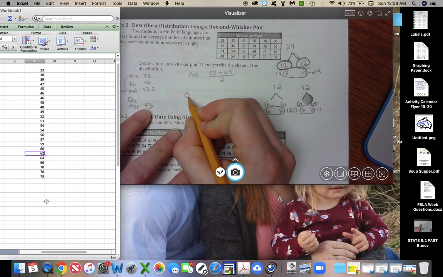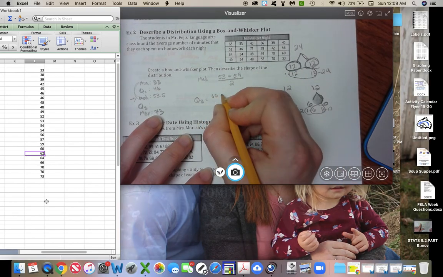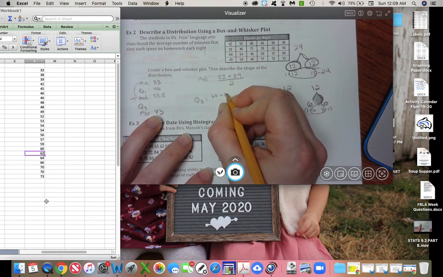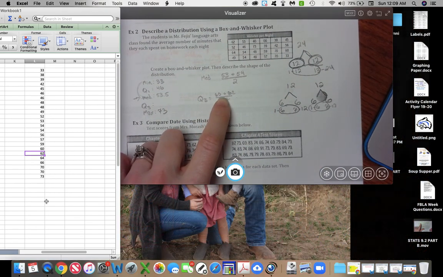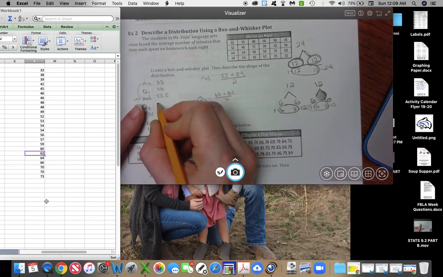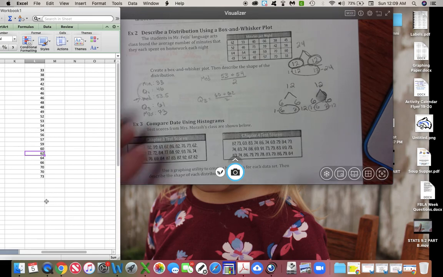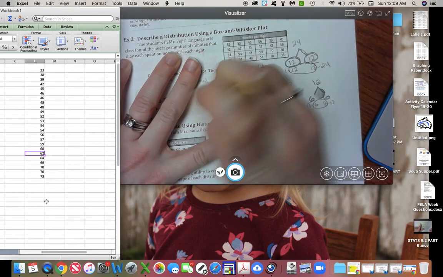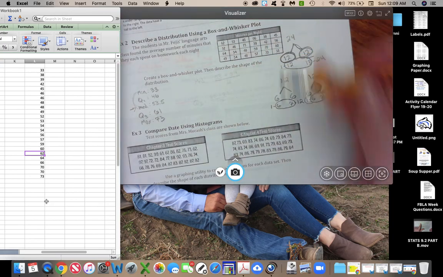Okay, so to find the Q3, I'm going to do 60 plus 62 divided by 2, or I can just think what number is exactly between 60 and 62, and that's going to give me 61, okay? All right, let's see if I can erase some of this. Now, we just need to make our box and whisker plot.